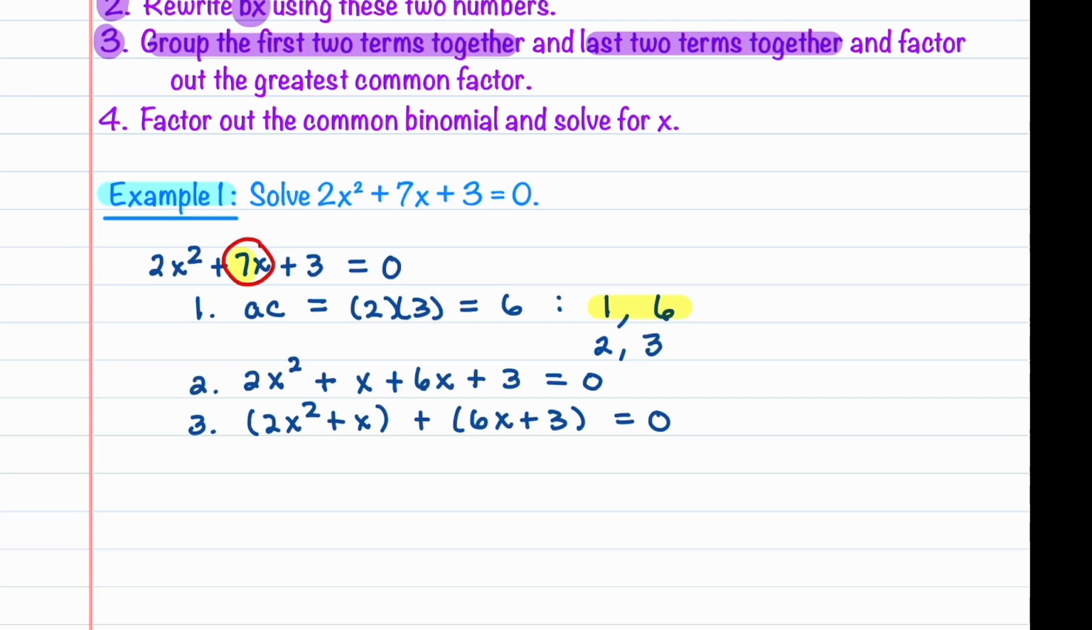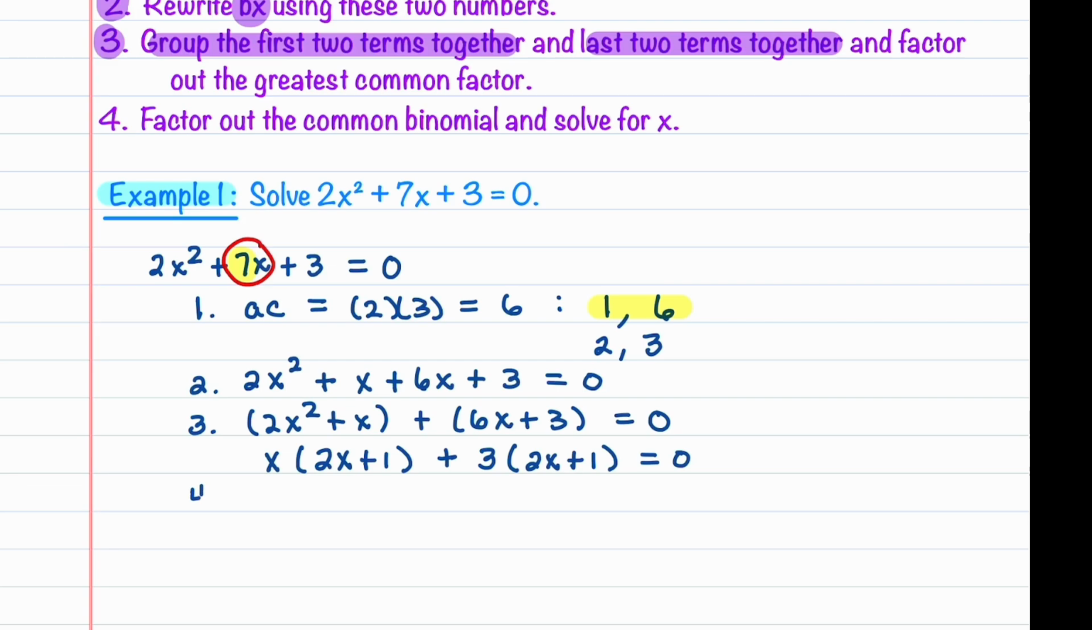Now we're going to factor out the greatest common factor. In our first grouping, we have an x that's common to both terms. So this becomes 2x plus 1. And then in our second grouping, you can look at that and say, oh, we have a 3 that's common to both terms. So we'll pull out a 3, and we have a 2x plus 1, and that's equal to 0. Now we're almost done.